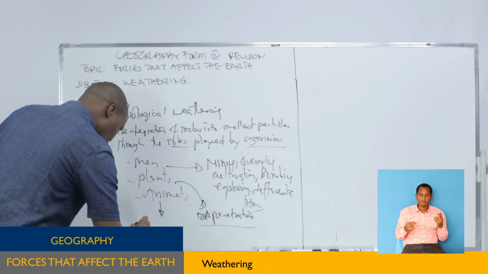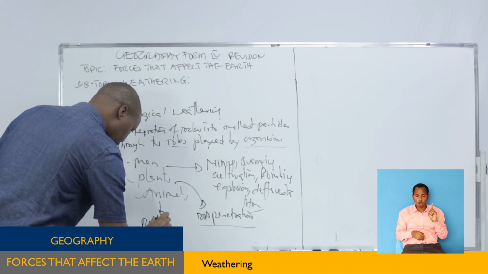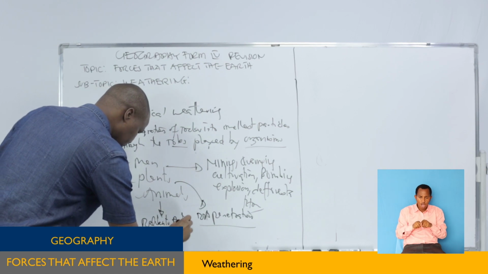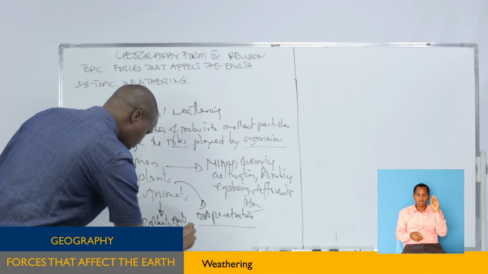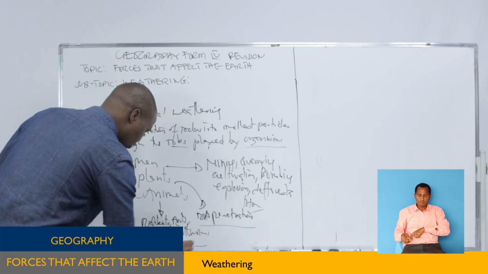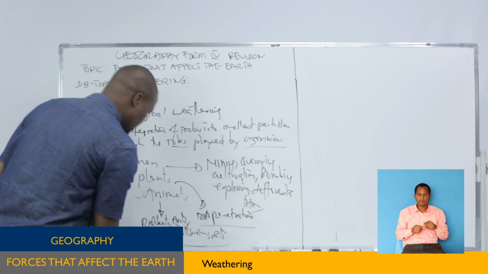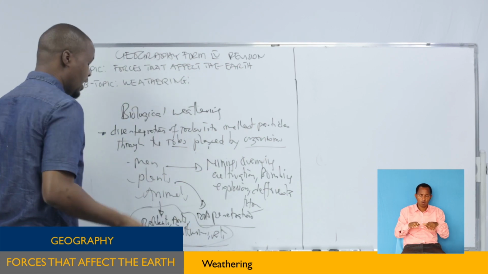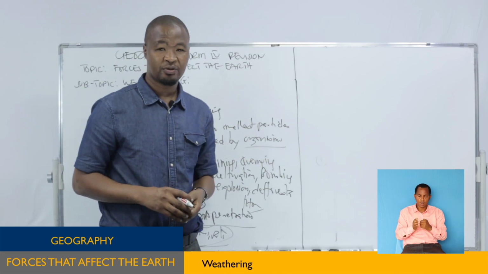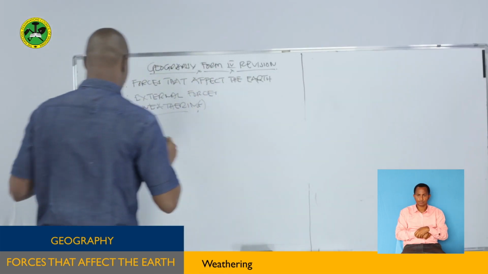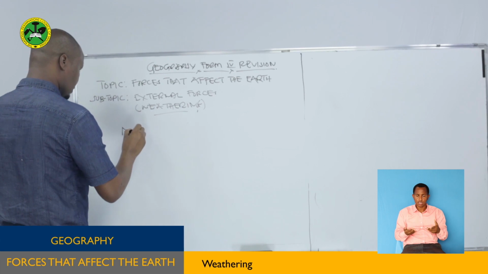For instance, we have rodents, ants, snakes, earthworms, rats, etc. These are some of the animals that may influence the breaking down of rock into the smallest particles. We have the model question.